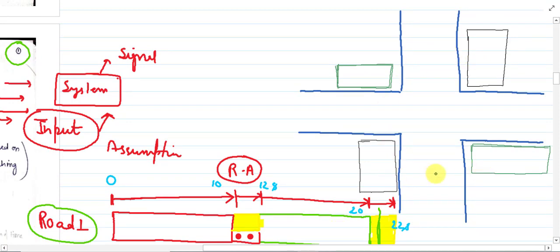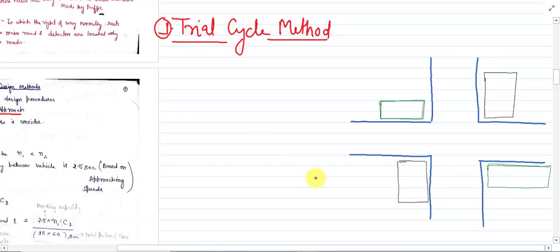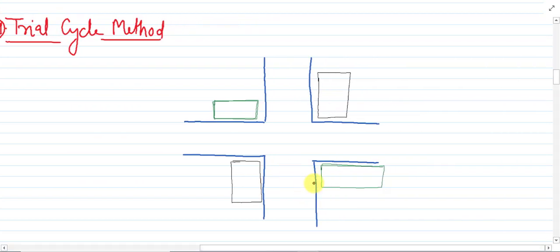which we draw here, then you will be able to understand what the three-phase diagram and the four-phase diagram are. Okay, now I rub this content. So the first method is the trial cycle method. For this method we are going with an intersection having two roads. So this is your road 1 and this is your road 2.